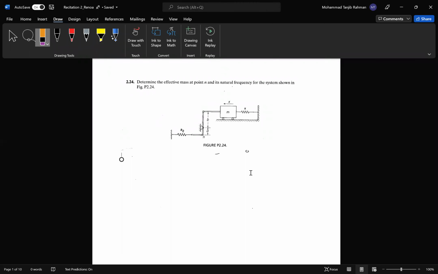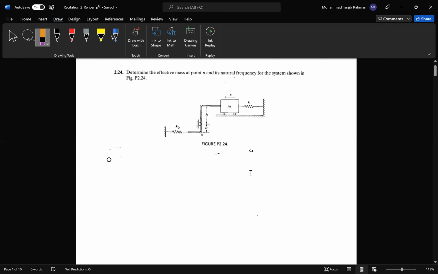So, today, first, I'm going to go through problem 2.24 because it was in this week's homework, and a lot of people reached out to me in my office hours. So, I thought let's just go through it. And after that, I'm going to move forward with chapter 3 problems, which is going to be relevant for your next homework. So, let's just start.